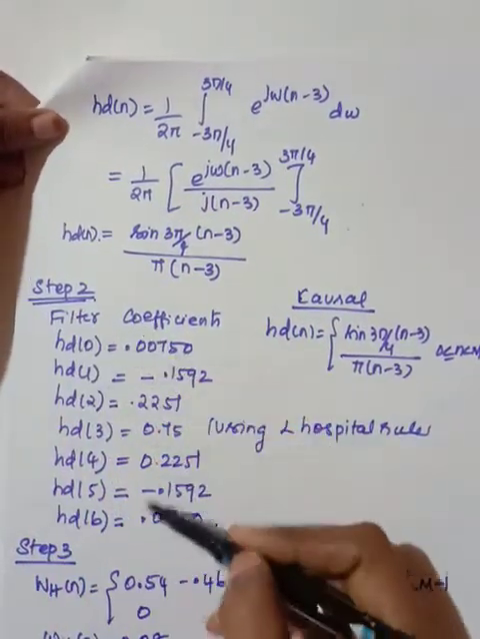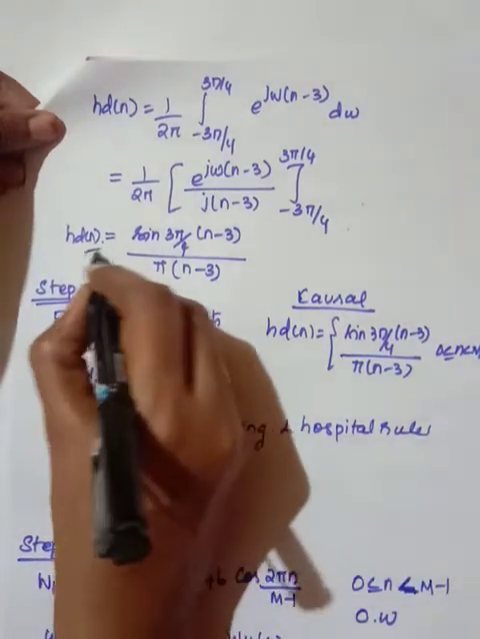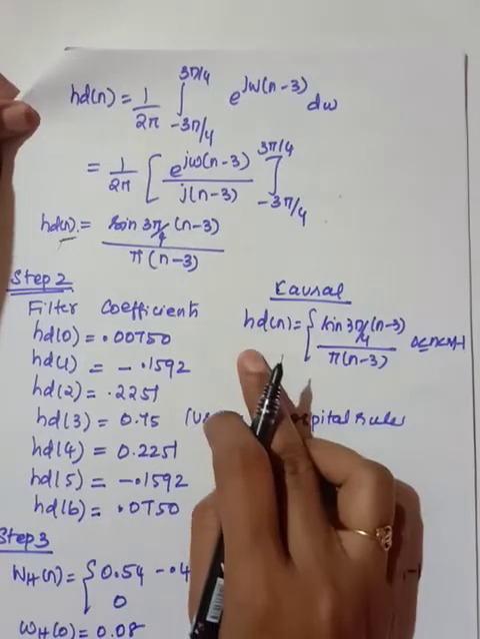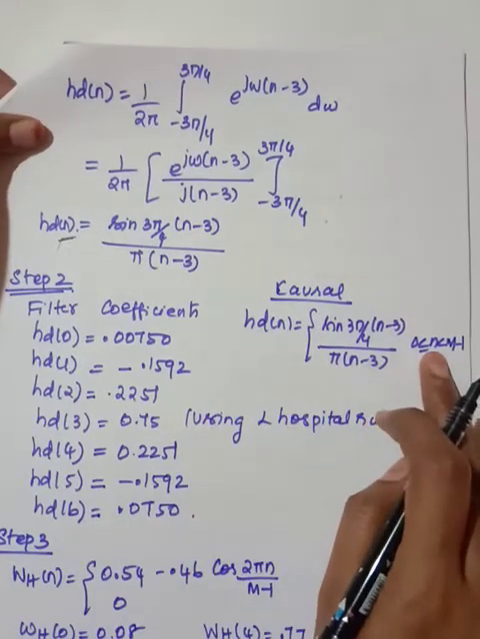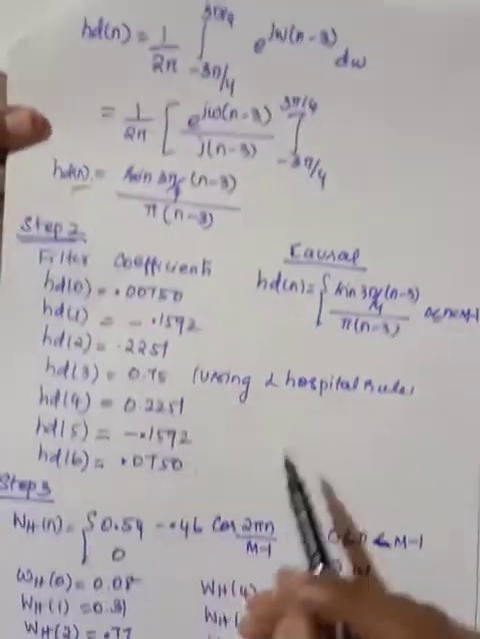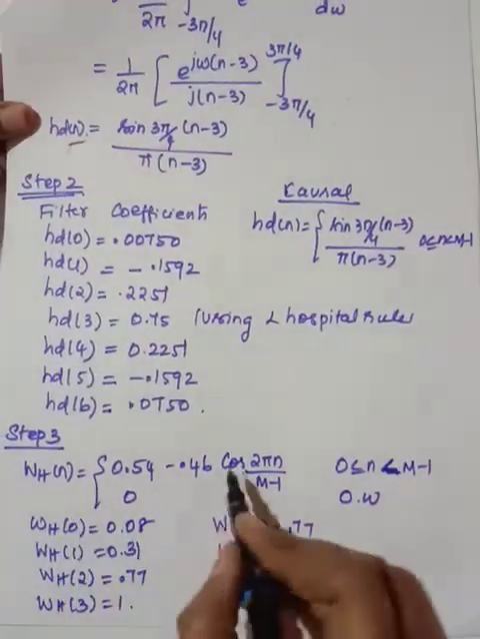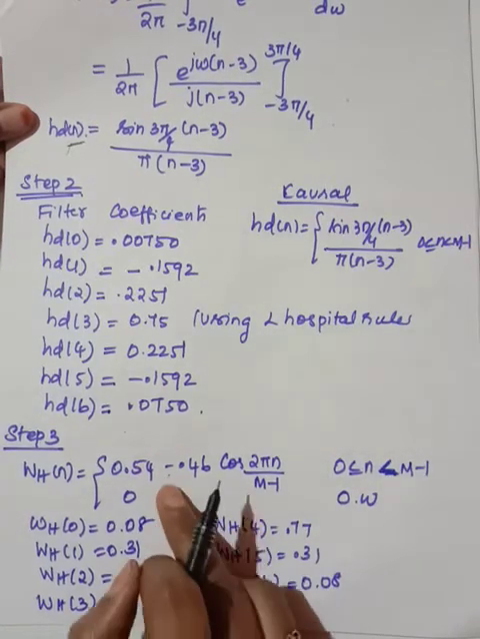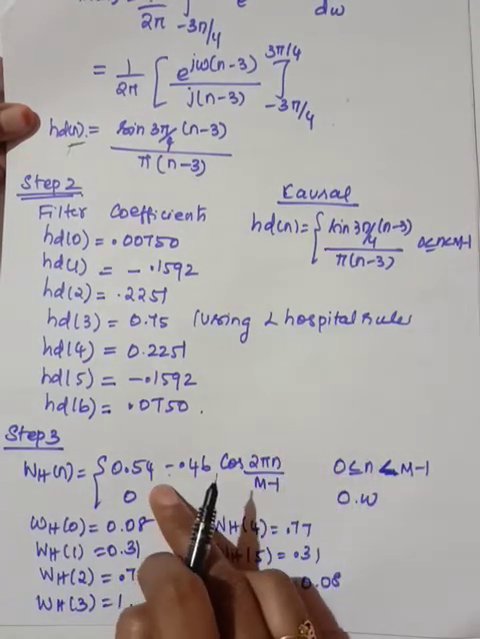Step 2, I am going to find out the filter coefficients by substituting different values of n. Since it is a causal sequence, I am going to take 0 less than n less than m minus 1. So here I am finding the filter coefficients. Next, here I am choosing the causal sequence. Okay, causal sequence, because here I have a causal sequence, so I am getting here minus 4.